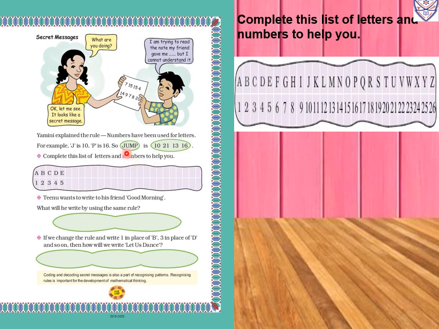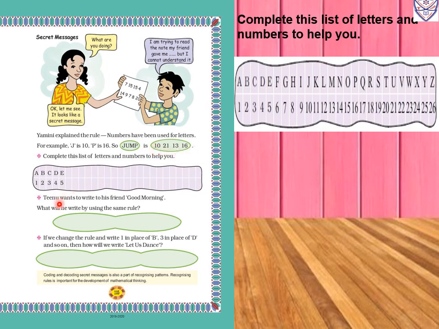Okay, so now J. Which number is written for J? That is 10. Now for U, which number is written? 21. Then for M, that is 13. Then for P, that is 16. So in place of jump, we will write 10, 21, 13, 16.